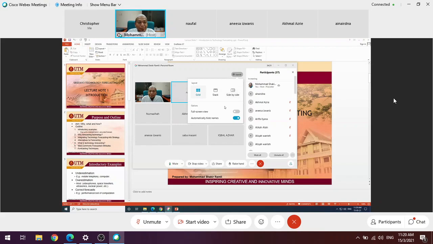I'm still new in using this new WebEx. I just downloaded it, and it's a bit different from last semester's version. Many of the key functions do not appear here, so it takes time for me to learn.